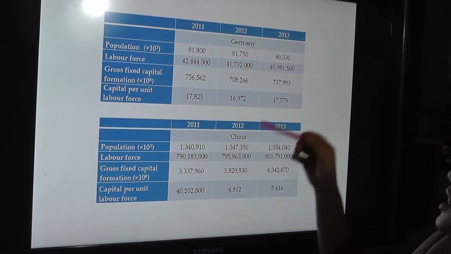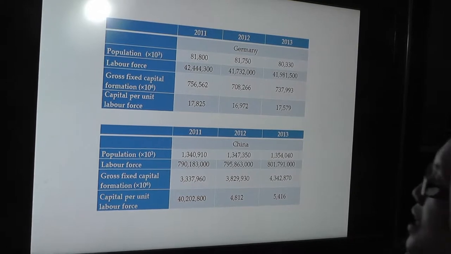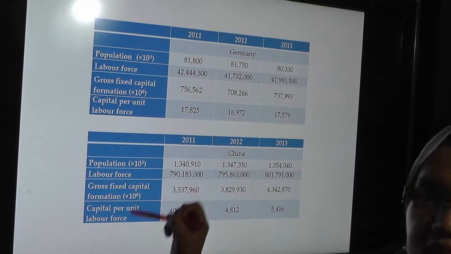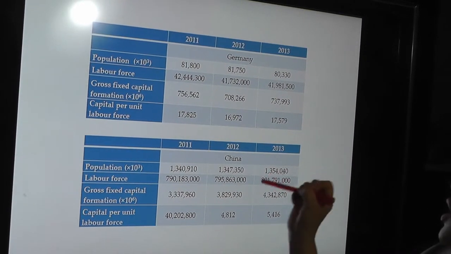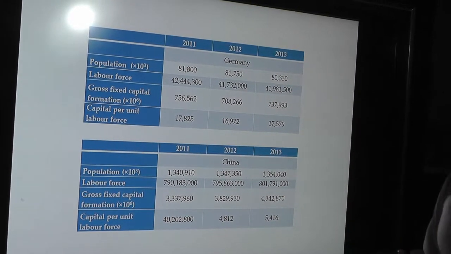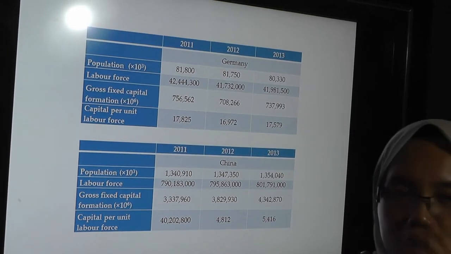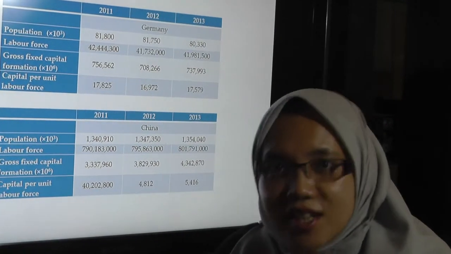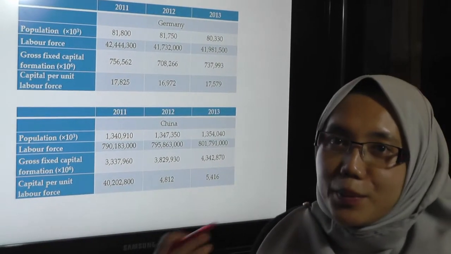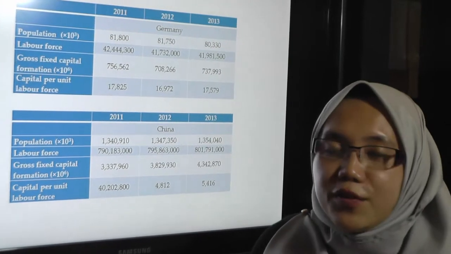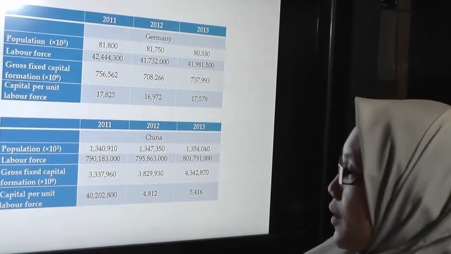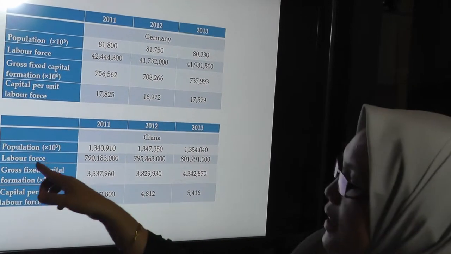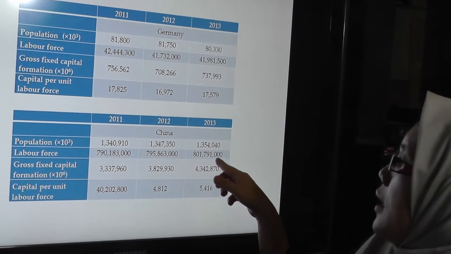Compared to the labor force in China, surprisingly, China has not 1 million, you have to multiply by 3. This is a 1.354 billion population. We can see that despite the one child, one family policy, they are so productive in producing children. I'm so happy that people always love to have many children in the families. So out of this 1.3 billion population in 2013, the labor force is 801 million.